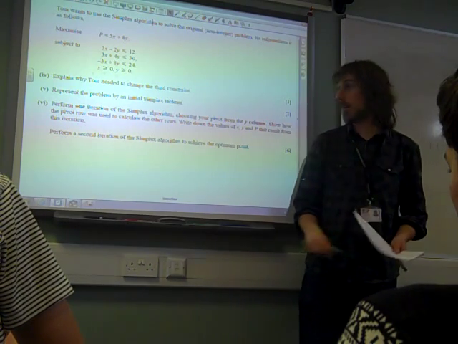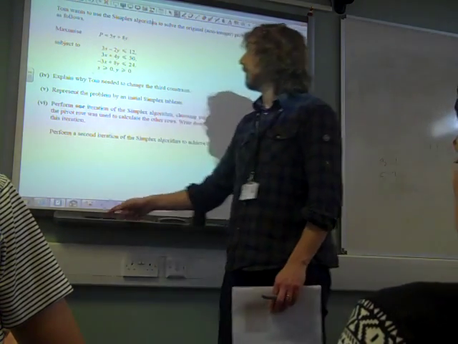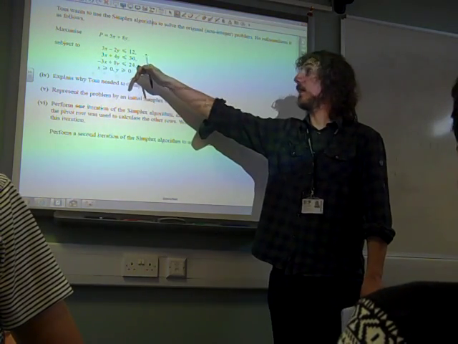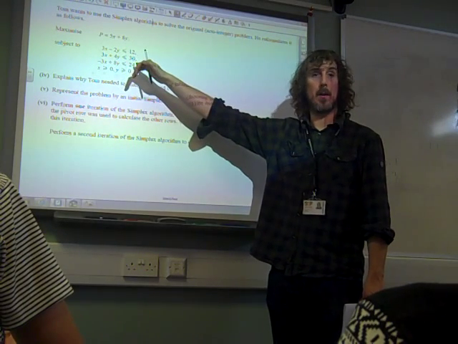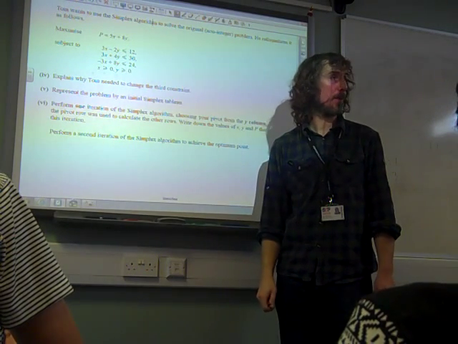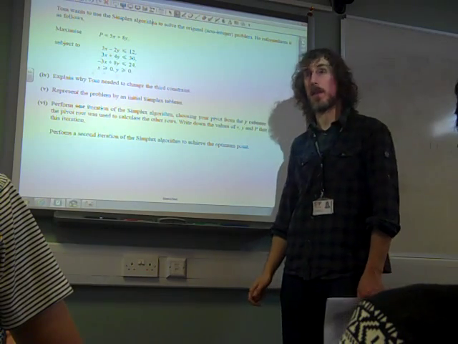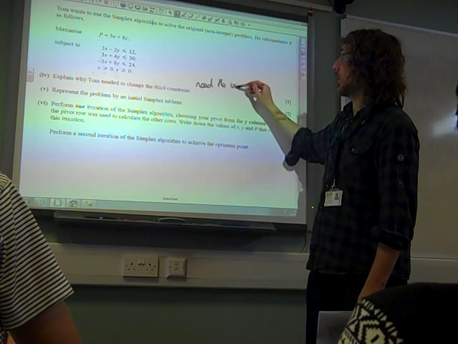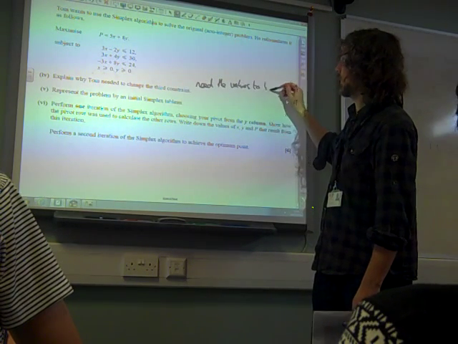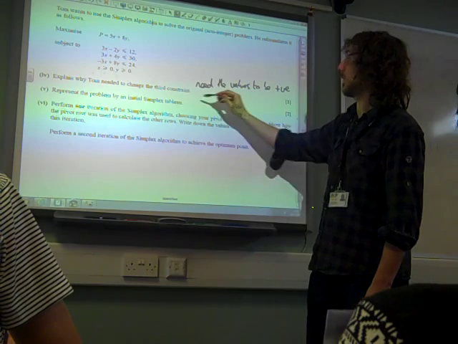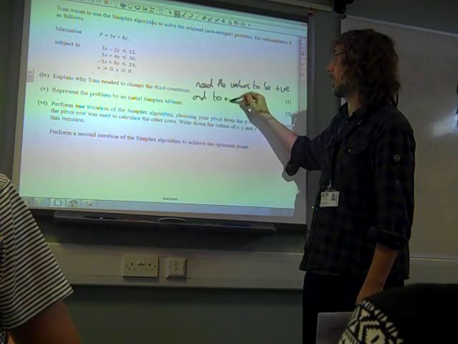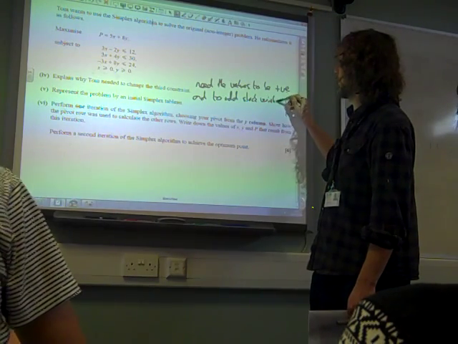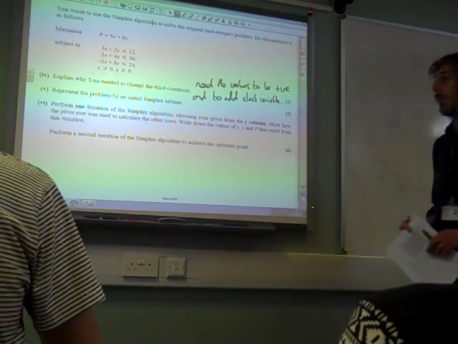Well, when we formulate the Simplex algorithm, we need to be able to add a slack variable. So we need these values to be positive numbers so that we can introduce a slack variable and have positive values on the right hand side. So it was about making that minus 24 into a plus 24.